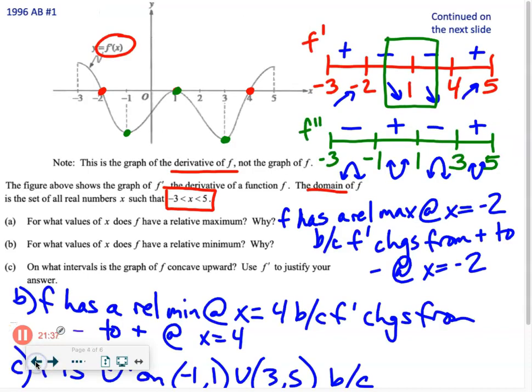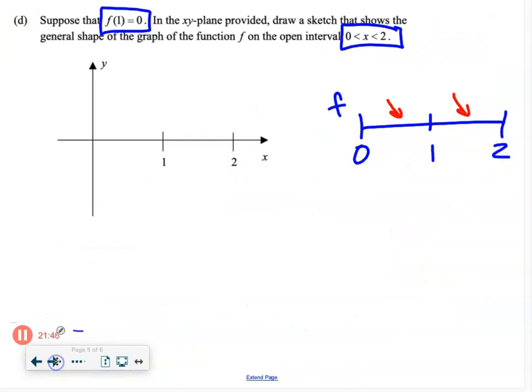If I look at my f double prime, from 0 to 1, my f double prime is positive, and from 1 to 2, my f double prime is negative. So I am going to say from 0 to 1, my graph is concave up, and from 1 to 2, my graph is concave down. Underneath my big F sign line is where I kind of draw what the shape should look like. So I'm looking for the part of the concave up symbol that's decreasing, which looks like that, and then the part of the concave down symbol that's decreasing, which looks like that.